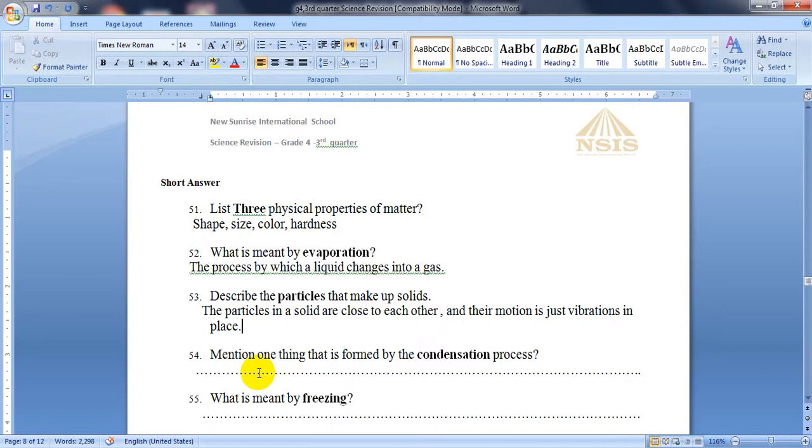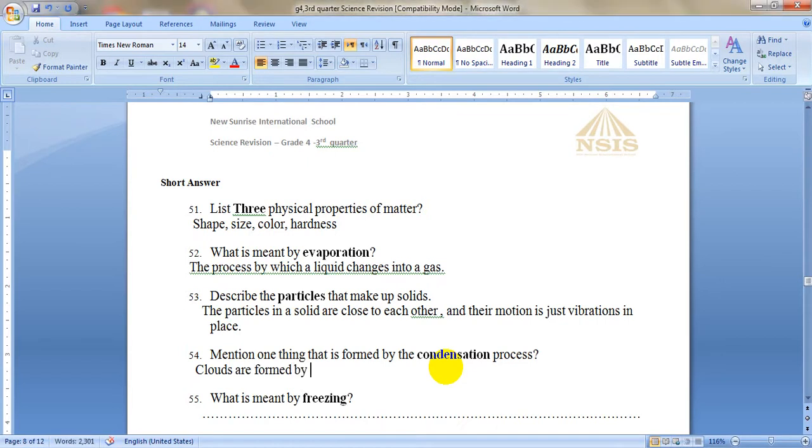Let's move to 54. Mention one thing that is formed by the condensation process. Let's remember together what was the definition of condensation. Condensation means the change from a gas into liquid, and this happens, as we studied before, in the water cycle to form clouds. So clouds are formed by condensation.